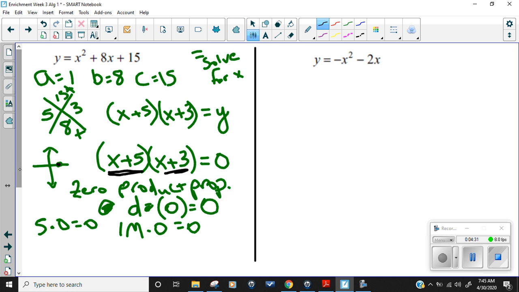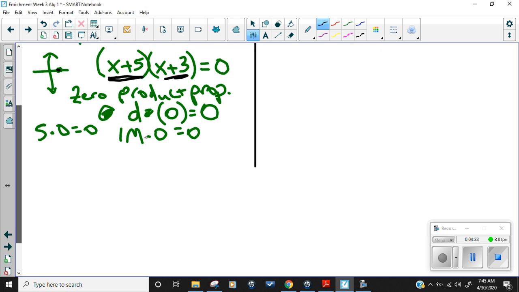So I'm going to scroll down to just show that. So if I have x plus 5, and I multiply that by 0, say x plus 3 is 0, if I distribute that, I get 0 times x and 0 times 5, I'm going to get 0. And the same thing if x plus 3 was 0.